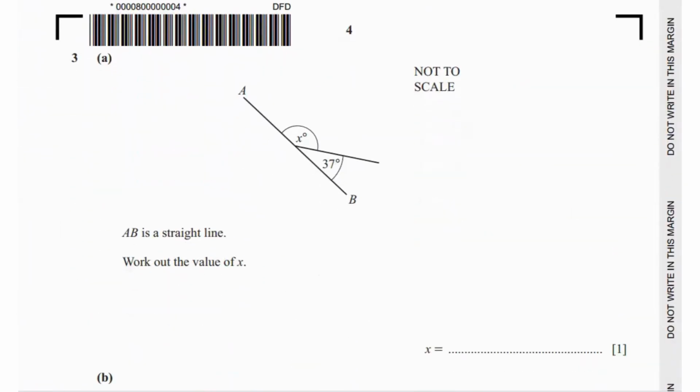Then it says AB is a straight line. Work out the value of x. So angles on a straight line always add up to 180, which means x plus 37 is going to equal 180. So x is going to be 180 minus 37, which is going to give us 143 degrees. That's your answer.